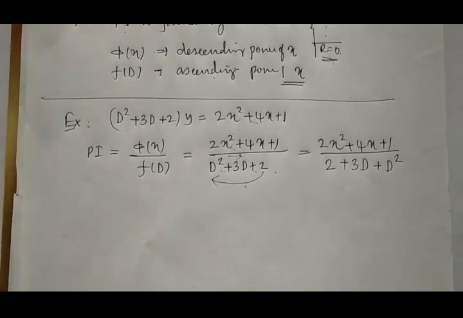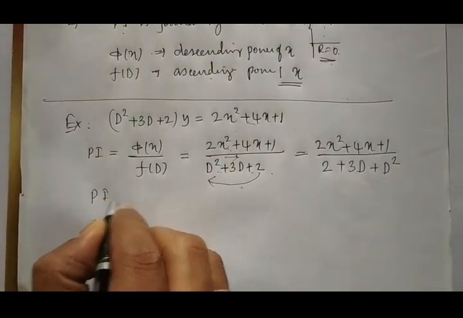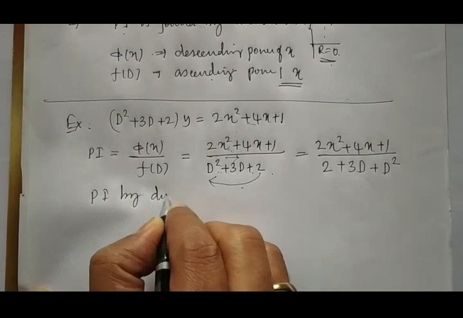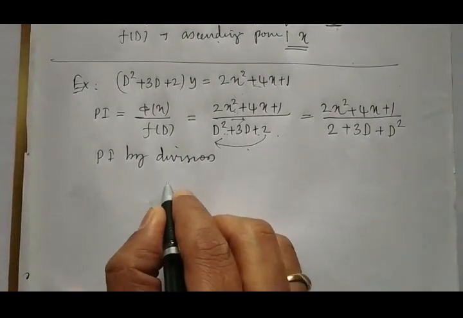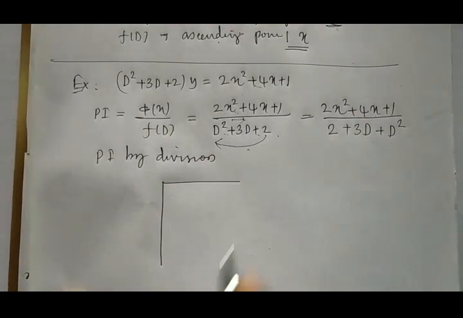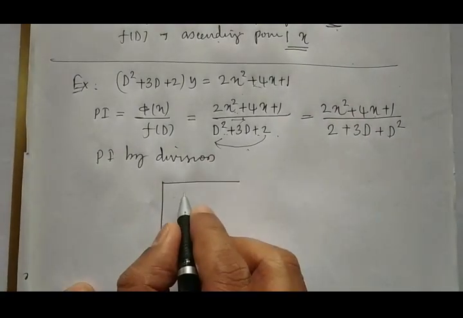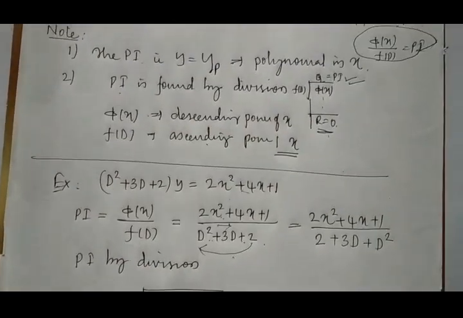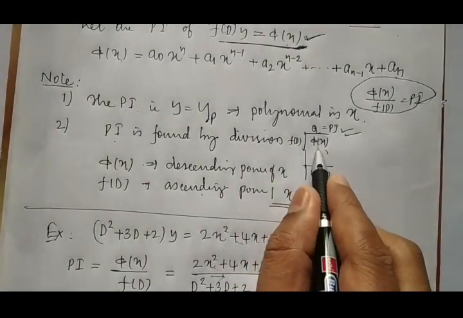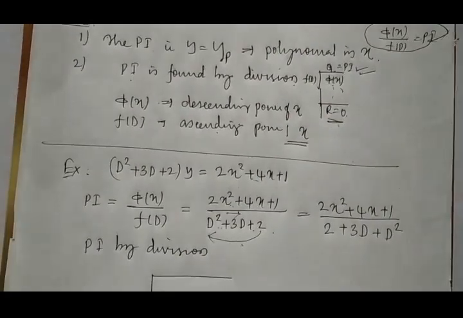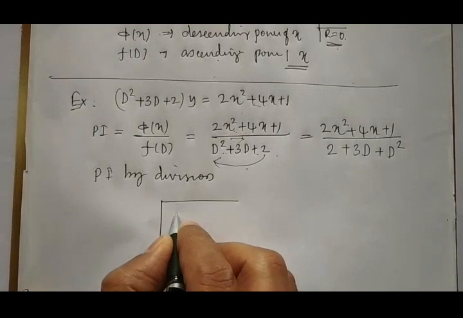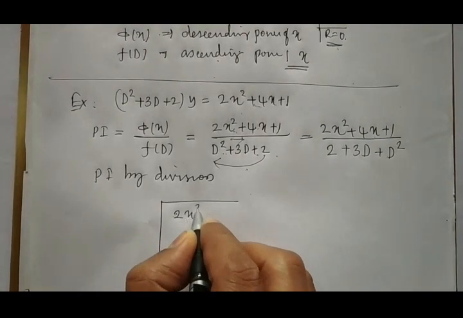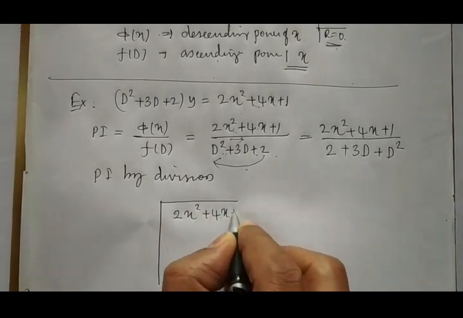Okay, so then what to do? We can calculate the particular integral by division. What is that? Let us see. I take a division pattern here. Here, as I told you, we are going to take phi of x, and here it will be f of D. Let us see what this is. What is phi of x here? Phi of x is 2x square plus 4x plus 1.